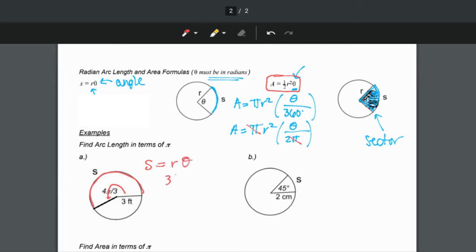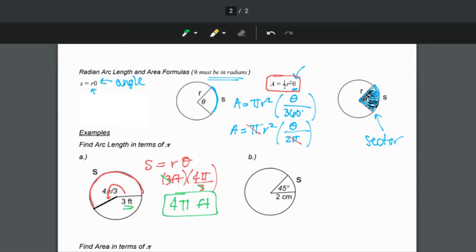And the radius is labeled as 3 feet. The angle is 4 pi over 3. And then you just have to simplify. So we know the 3's cancel out, and we're left with 4 pi feet. If your radius is measured in feet, then your circumference would need to be measured in feet, and therefore your arc length, which is a portion of the circumference, also needs to be measured in feet.